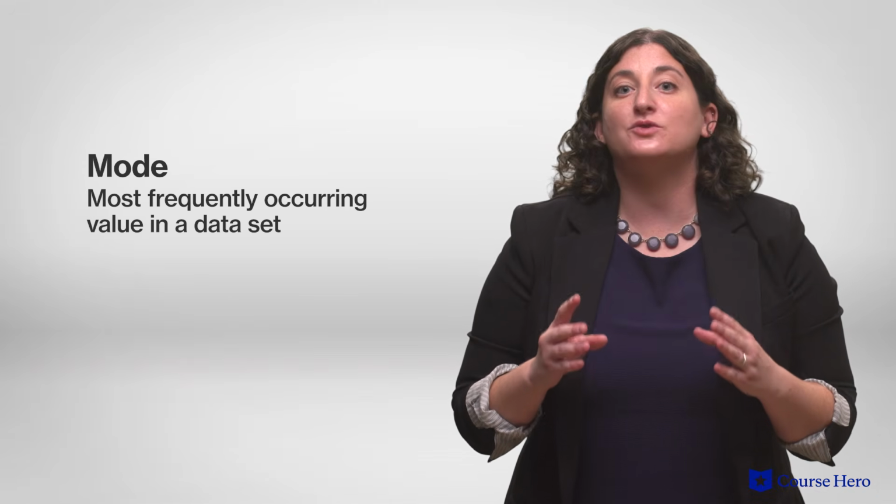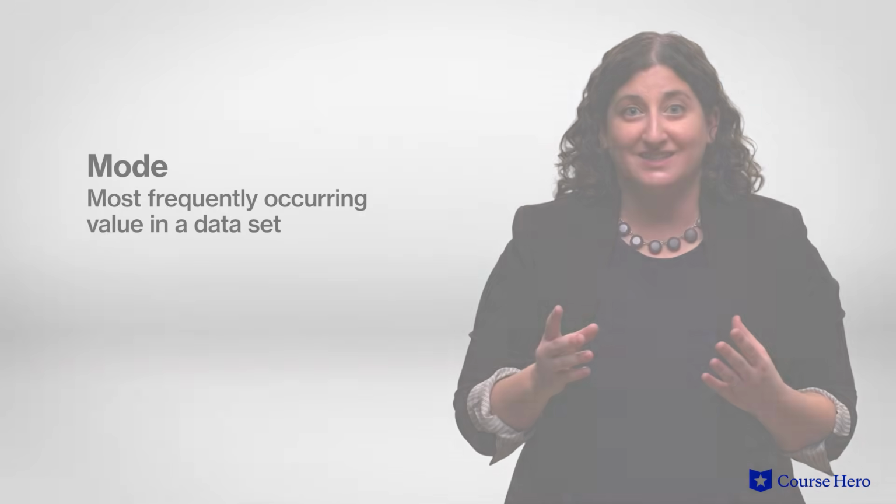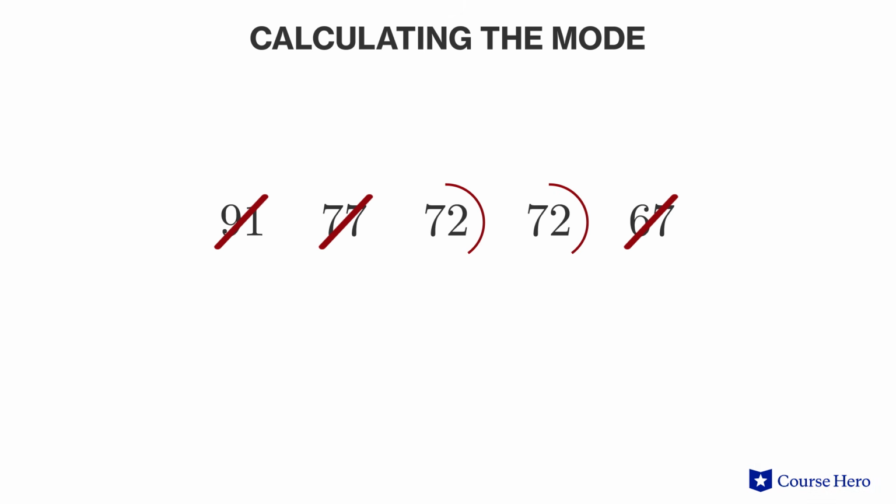The last measure of central tendency is the mode, which is the most frequently occurring value in the dataset. In this case, the mode is also 72 because it occurs twice in this dataset.